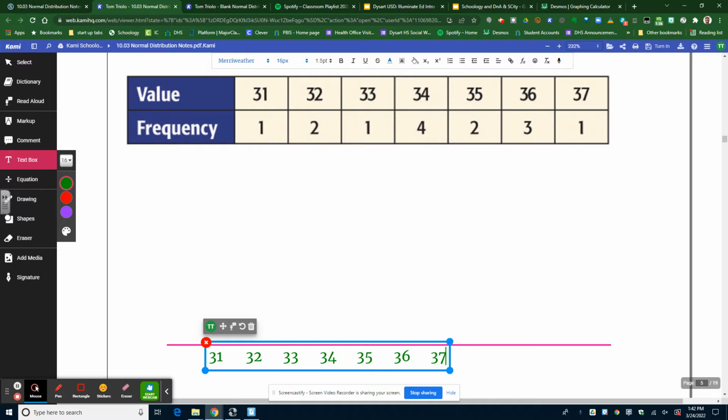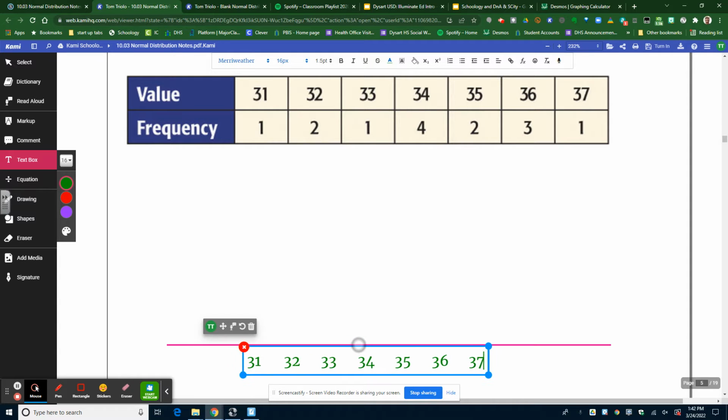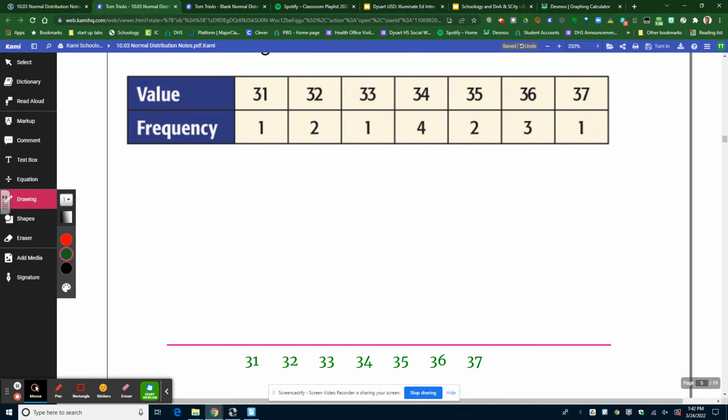And I don't need to go any more. I'm just going to center it. I don't really care if you do it or not. Okay, and then it gets real technical. Ready? I'm going to use the drawing tool. How many 31s do you see? I make one X.